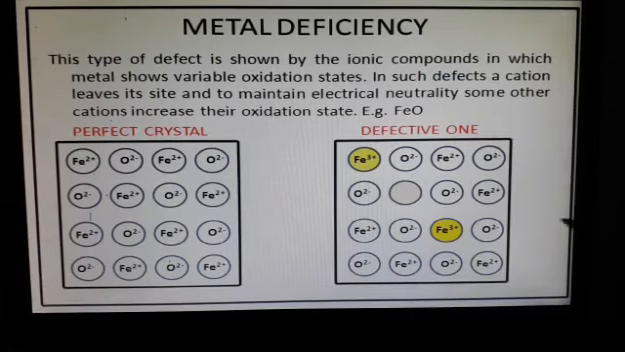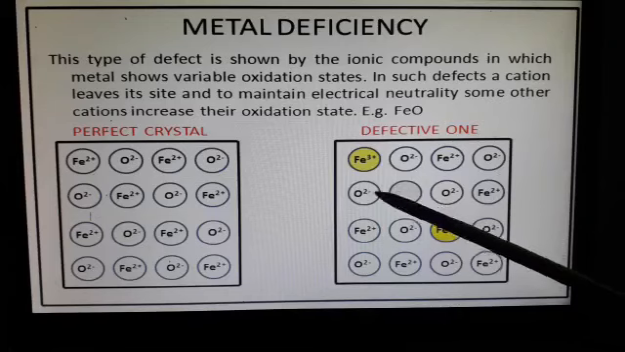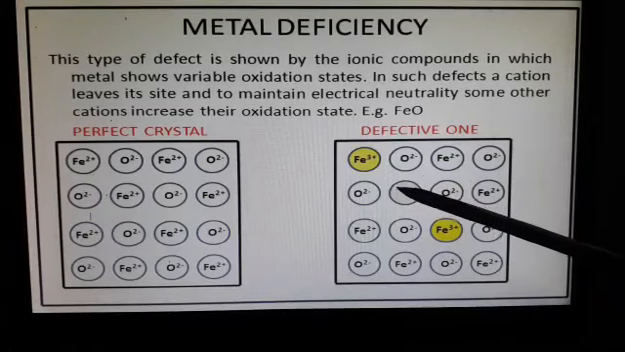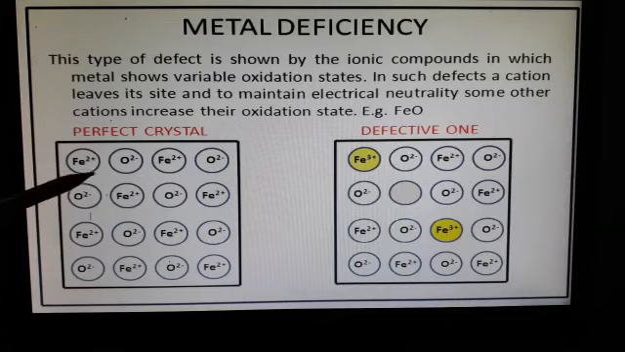So in the defective piece, here you can see this Fe2+ is absent. If Fe2+ is absent, then see the total number of positive and negative charge. Earlier 8 Fe were present, which means 16 positive charge and 16 negative charge, so it was electrically neutral. But if one Fe2+ is absent, now the positive charge is 14 and the negative charge is 16. So this is not electrically neutral.